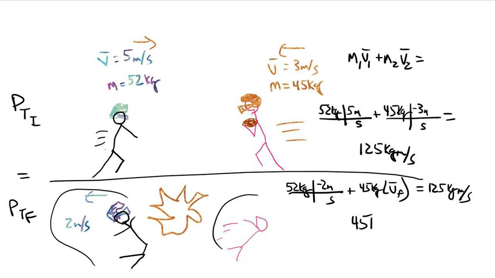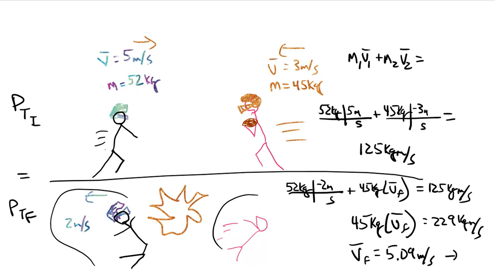So 45 kilograms times its final velocity equals 229 kilogram meter per second. And then I could solve for that, divide both sides by 45. My final velocity works out to be a positive number. The guy's going to go to the right, which makes sense. Someone has to go to the right. And there we go. So there's one example of an inelastic collision.